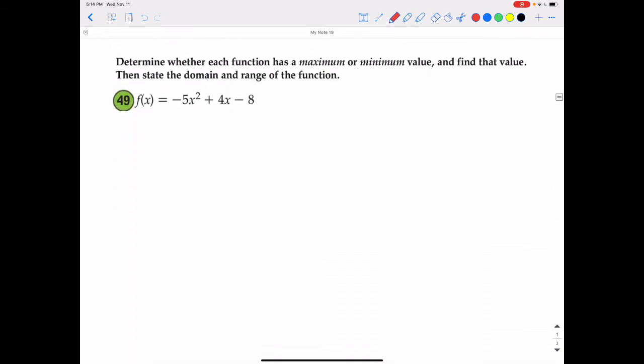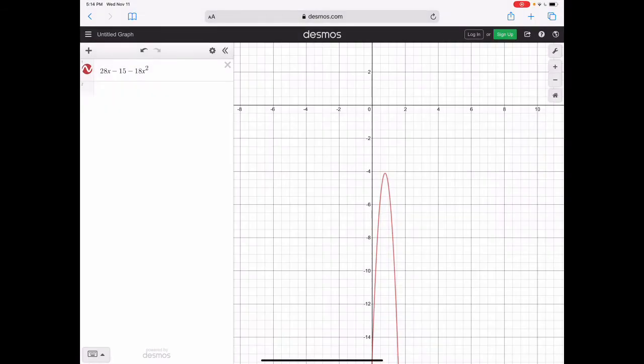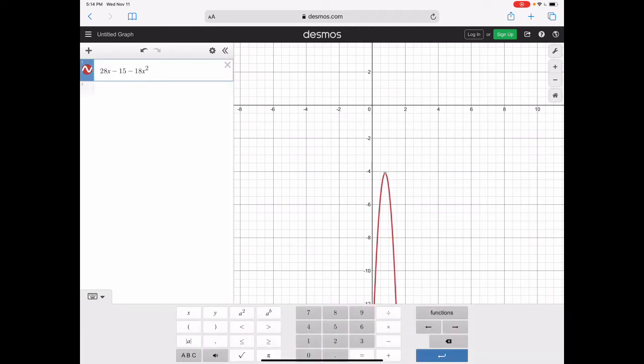Let's try another one that's very similar. It says determine whether each function has a maximum or minimum value and find that value, then state the domain and range of the function. So we're going to go back to Desmos. And I do need to delete my last function, so I can either just use the cursor and backspace all the way. Whoops, that's not the backspace. Or I can just hit the X, which is what I should have done in the first place.